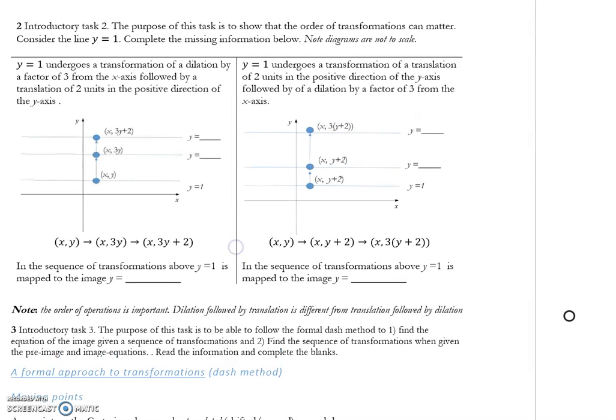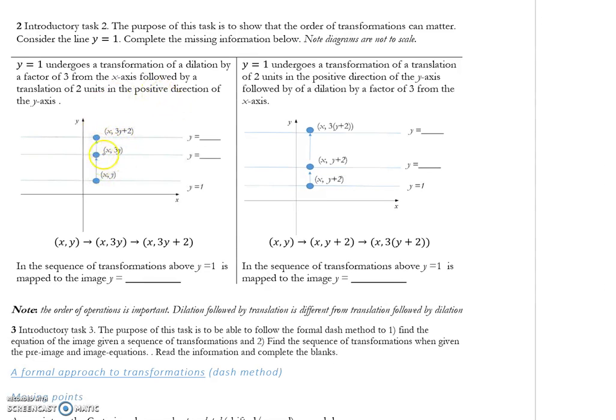Alright, so this video is going to try and show that the order in which you do transformations is important. Basically, if I look at this example of y equals 1, I'm going to do a dilation first by a factor of 3 from the x-axis, just going away from the x-axis, and then a translation of 2 units in the positive direction of the y-axis.